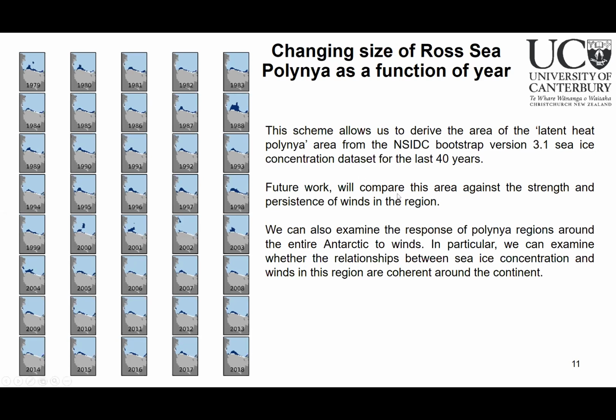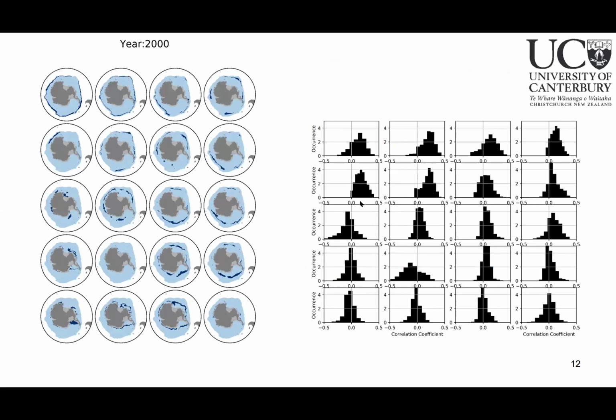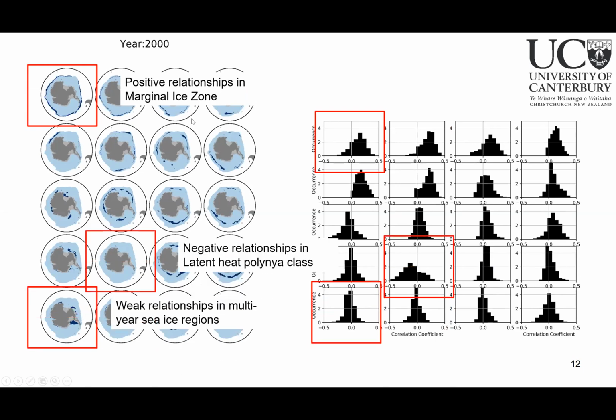My plan in future will be to compare this area, or these regions classified as latent heat polynya, against the strength and persistence of winds in the region. We can also examine the response of the polynya regions around the entire Antarctic. I've done that very quickly here. I'll move that forwards because I've only got a few minutes left. So we have the different classes.